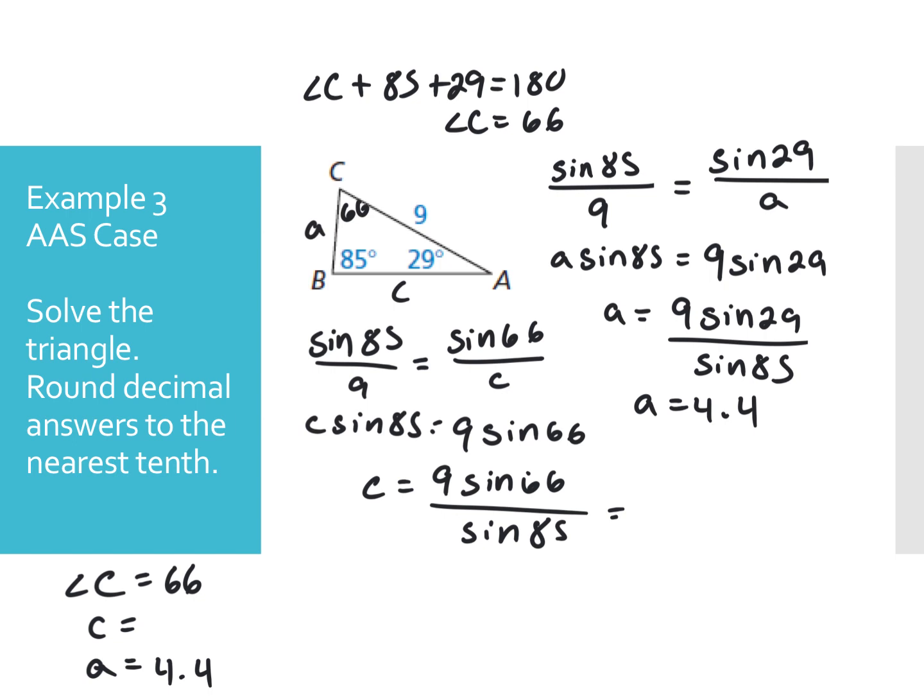And I'm going to get that side C is 8.3 when rounded. So we found the angle that we had missing and we found both sides.